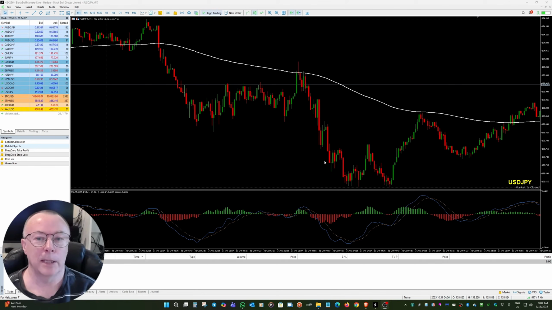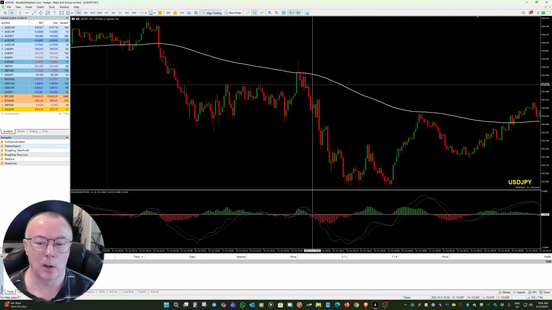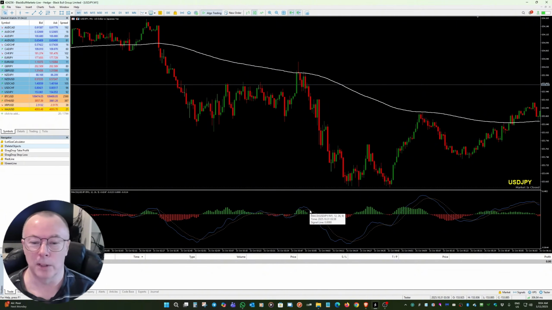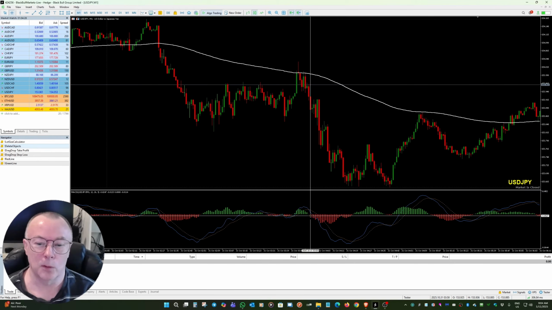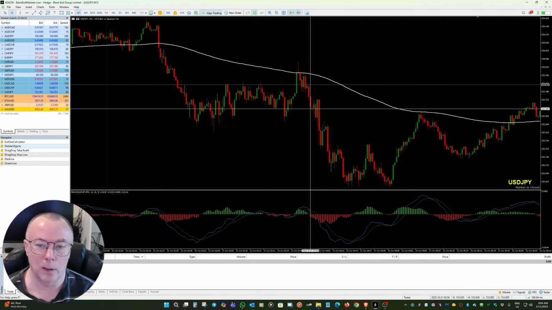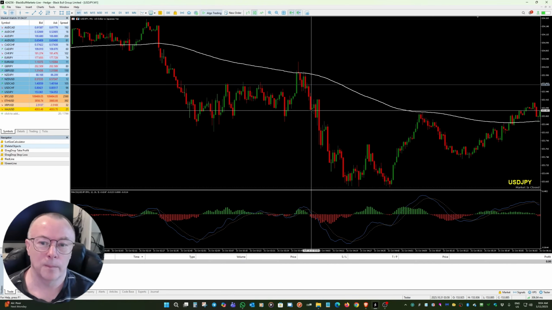Now we have an example of a short trade. So we want the price to be below the 200 line, the MACD to be above the 0 line for the entry, and for the MACD line to cross down over the signal line to give us a short entry. And again, if you wanted to look at the histogram, we just look for the first or second red candle before we enter.